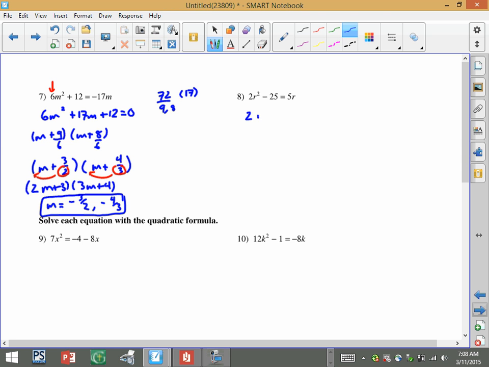Number 8, let's get that 5r over, which turns into minus 5r minus 25 equals 0. So we need factors of 2 times -25, which is -50, excuse me, -25, that add up to be -5.